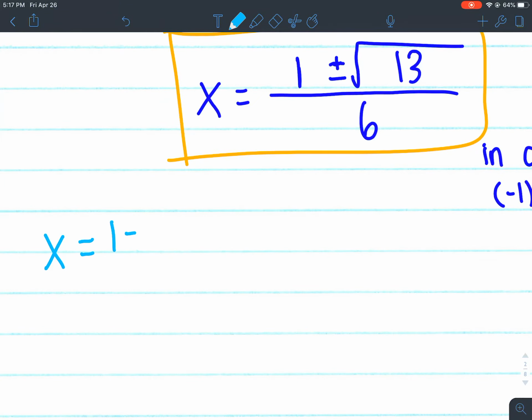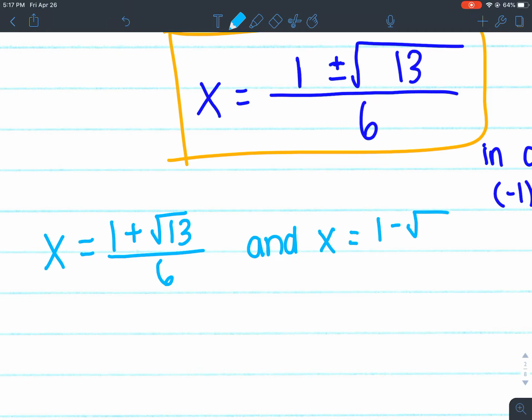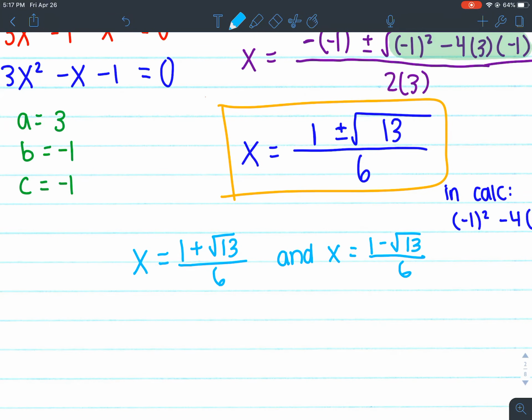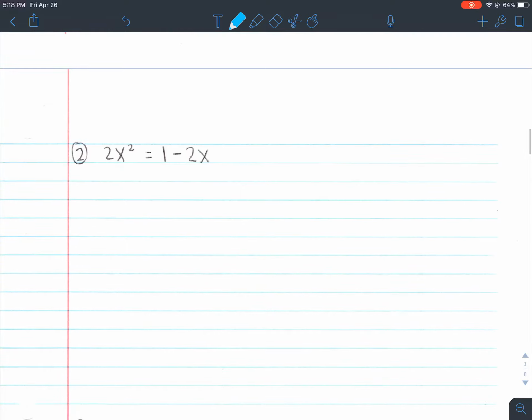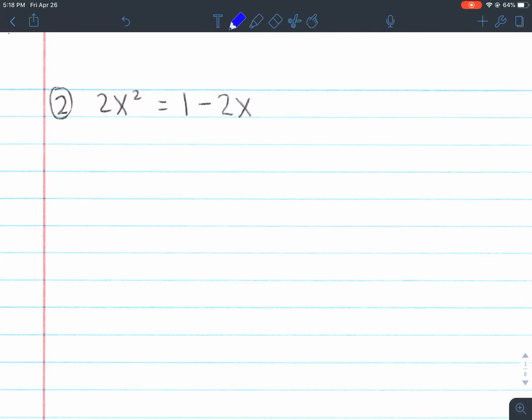So you can also write it as x equals 1 plus square root of 13 over 6, and x equals 1 minus square root of 13 over 6, because you do have 2 solutions. You have that plus or minus. See how the plus and minus is already built in the formula? You don't even have to think about it. All right, so those could also be our answers. I give you a lot of room. I'm sorry about that. All right, number 2.